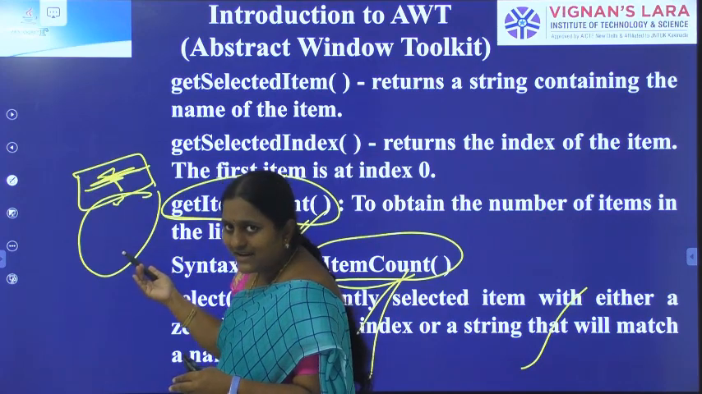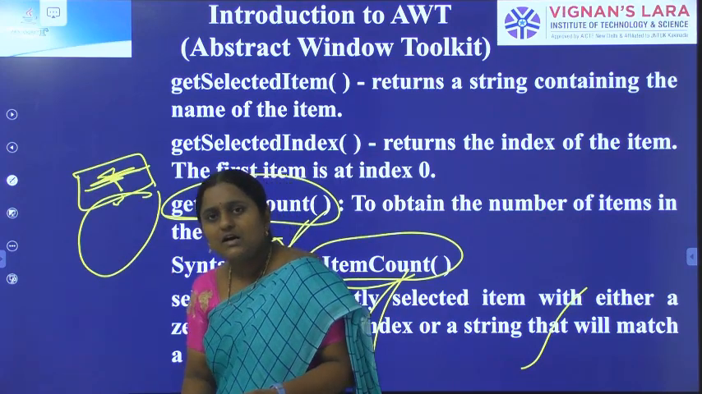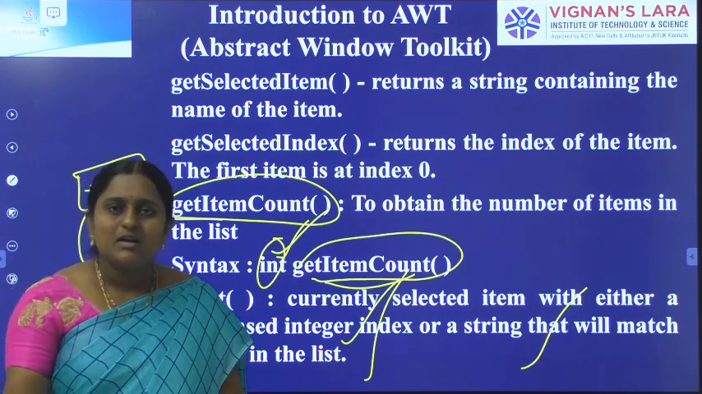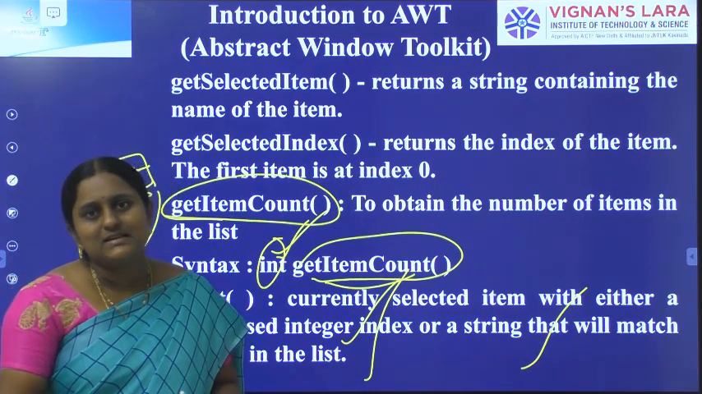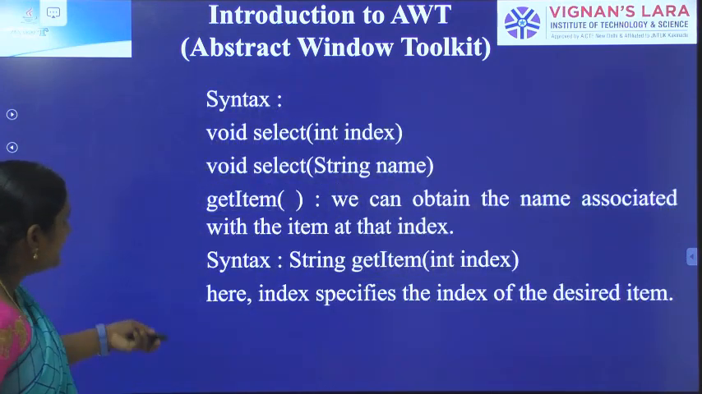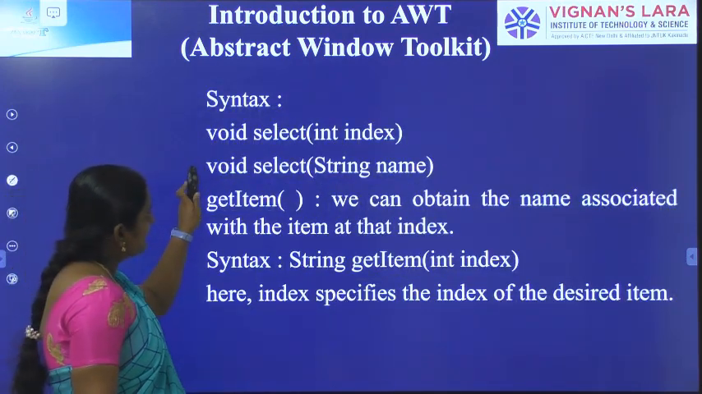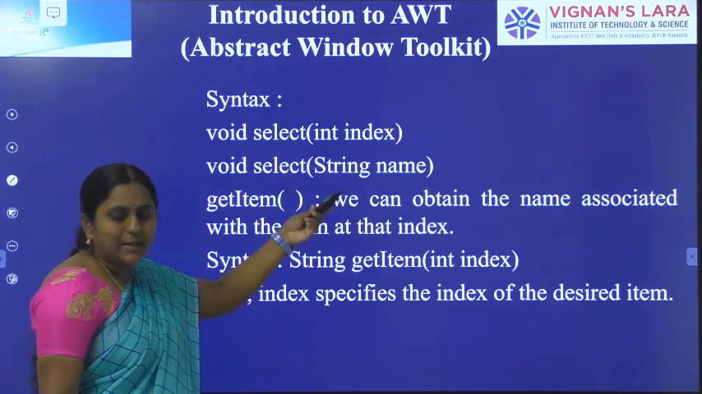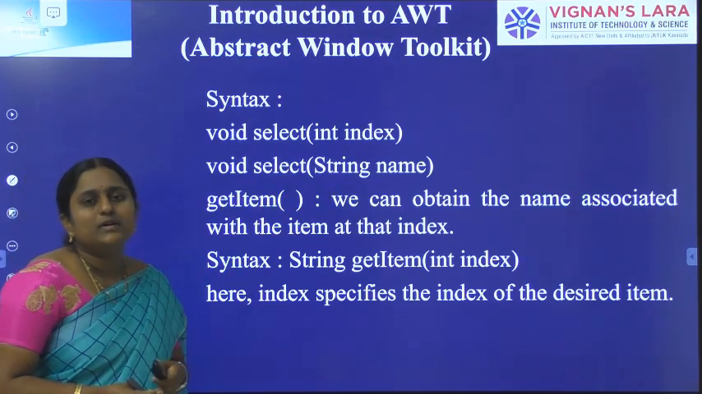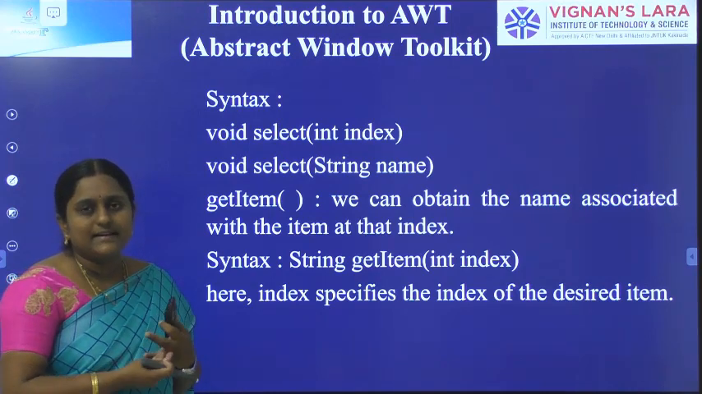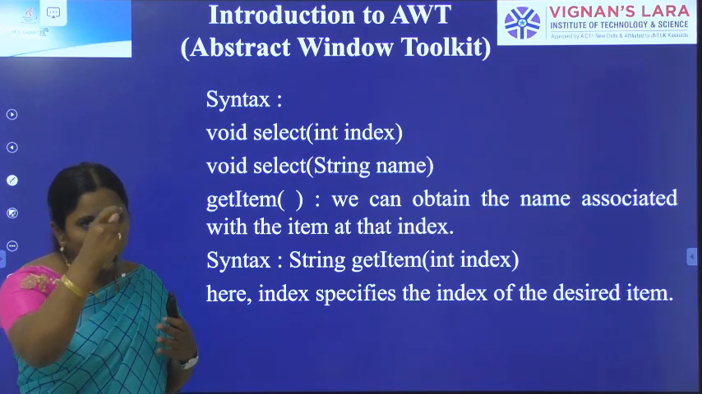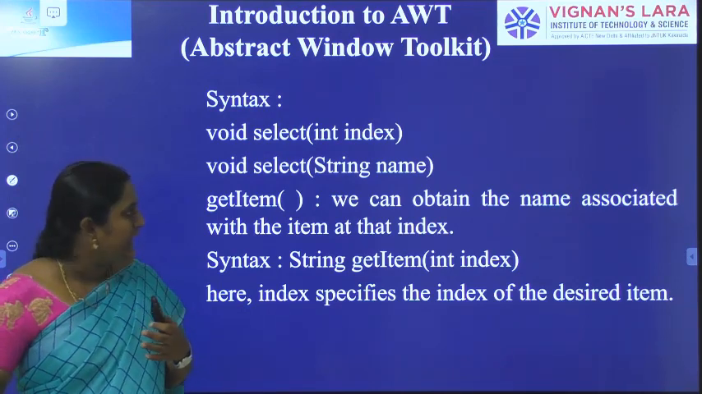Sometimes you have to select, either name based or index based. It is getSelectedItem, or, next one, getSelectedIndex. Next one, the syntax: void select, string type. String type means the item we have to select. Index means, what is the index? Index starts from 0 onwards. In the choice, the first item index is 0, and continuing 0, 1, 2, 3 and so on.